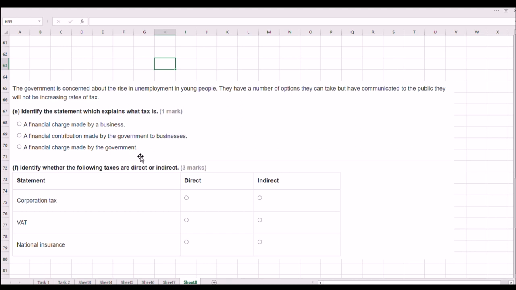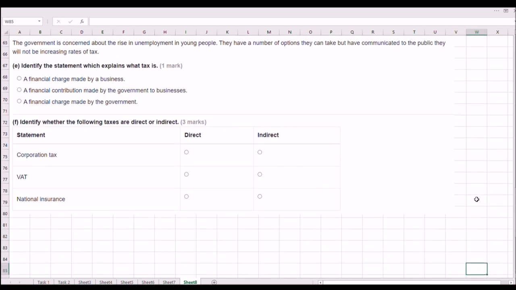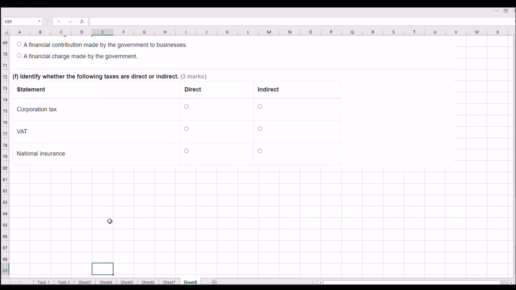So tax is the government going and taking money off either businesses or individuals, or applying it to goods and effectively taking it off individuals that way. Now, identify whether the following taxes are direct or indirect. A direct tax is applied directly to the individual. An indirect one is applied indirectly. So just to go through there, corporation tax is applied directly to a company. VAT is applied indirectly, so it's an indirect tax. It's applied to a sale, and then is collected by the supplier and then handed over to the government. National insurance is applied directly to employees' wages, either employers' or employees' national insurance.